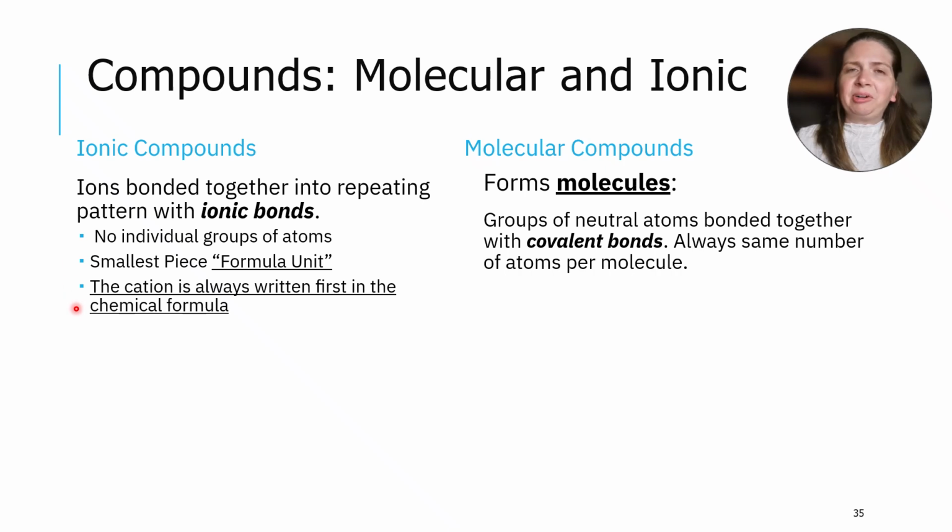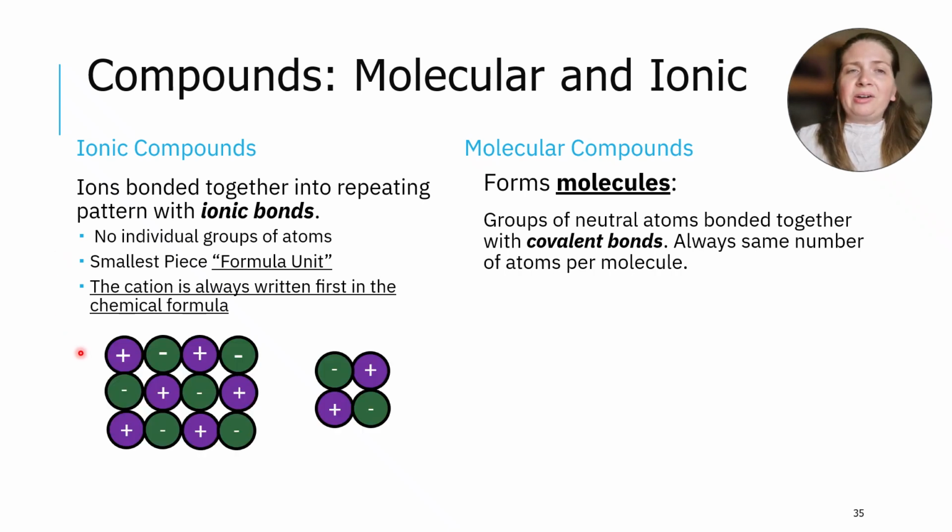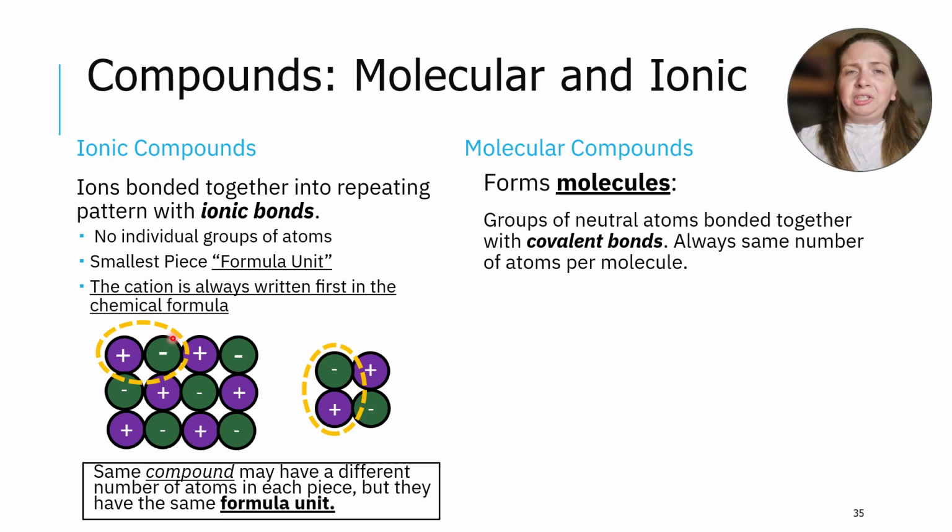Ionic compounds form when positively charged cations and negatively charged anions are arranged in a repeating pattern held together by ionic bonds. Ionic compounds do not exist as individual molecules. The exact number of atoms in an ionic compound depends on the ratio of ions needed to balance the charges. The smallest repeating unit of an ionic compound is called a formula unit, not a molecule.